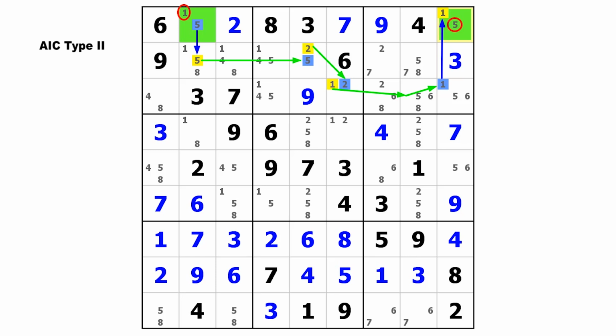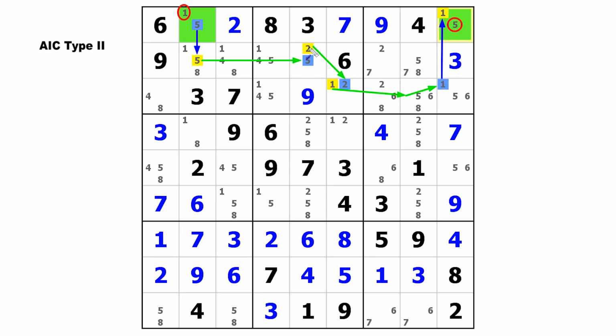Let's go through the logical inferences of this chain and check that. Remember that because we are starting with a strong link, we always assume the first candidate is false. If A is false, then B is true. This is the definition of a strong link. So if this first 5, this blue 5, is false, the yellow 5 would be true. And if that 5 is true, this 5 would be false.